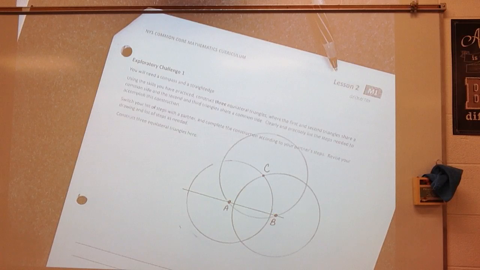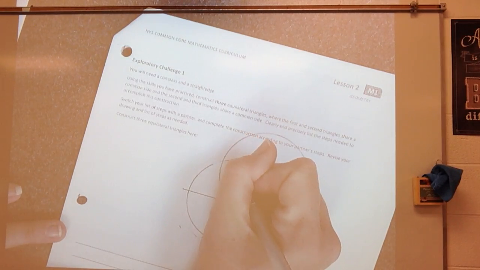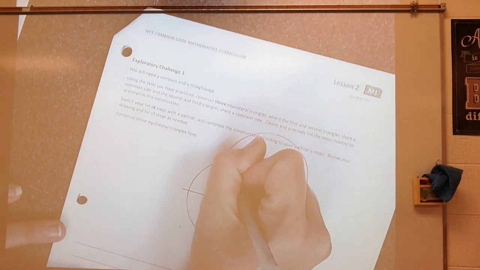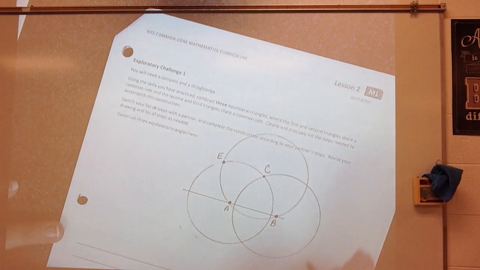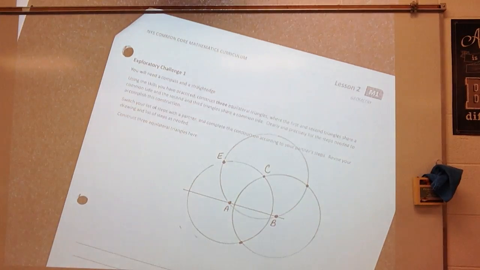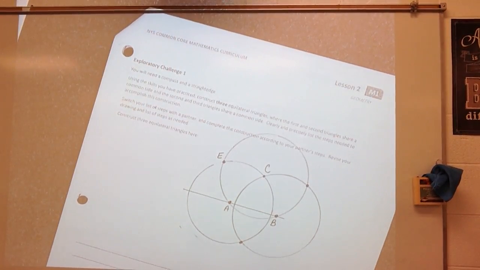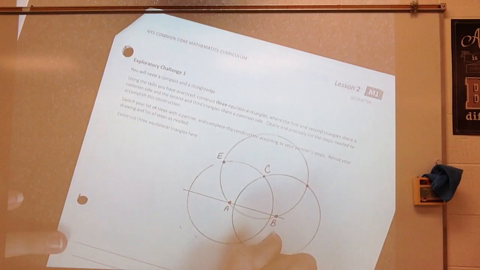Now I'm going to label one of the other intersections of circle C and circle A. We're going to label that as E. I think I forgot, I've got this intersection here too, and I have this intersection. So we've got to figure out which intersection we're going to use. It says it wants the first and second triangle to share a common side and the second and third triangle to share a common side. So we're going to use this intersection.